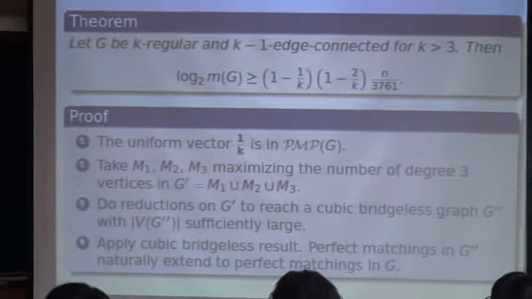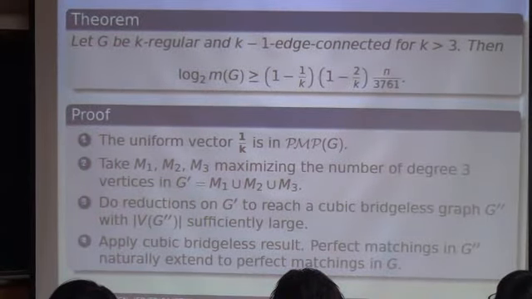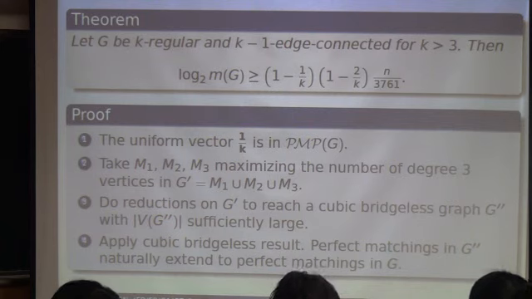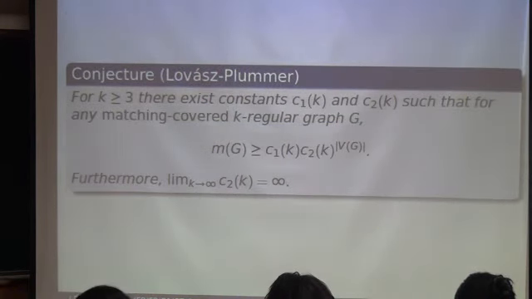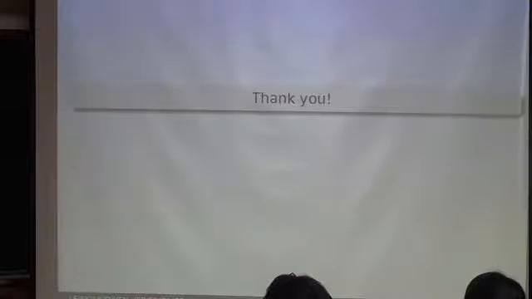And then we directly apply the result that we get for cubic bridgeless graphs and the perfect matchings that we get from this auxiliary graph. They naturally extend uniquely to perfect matchings in G. So this is basically the first thing we can do about this broader Lovász-Plummer conjecture, and the rest is wide open. And I'll stop there.